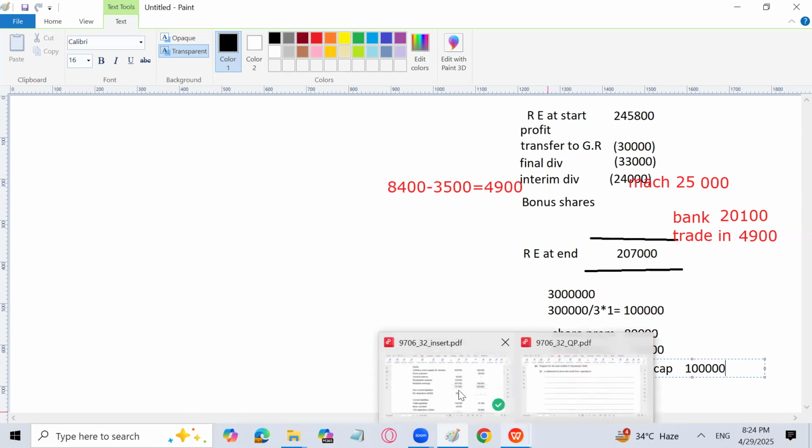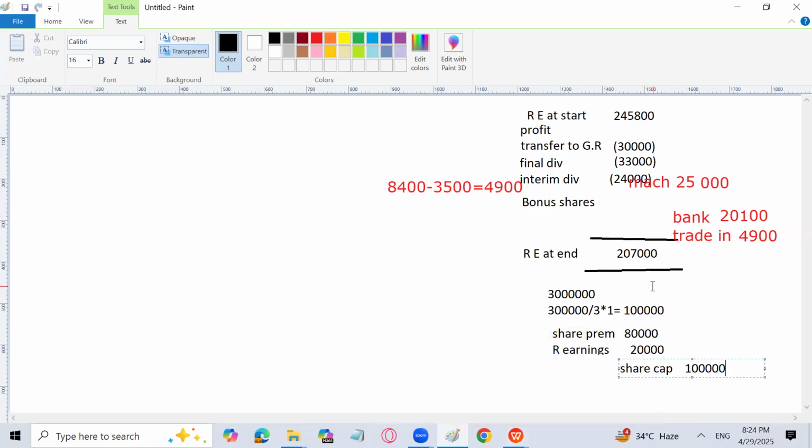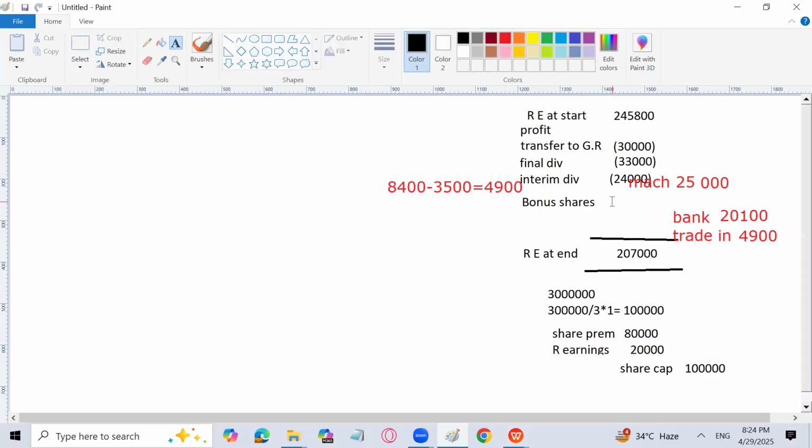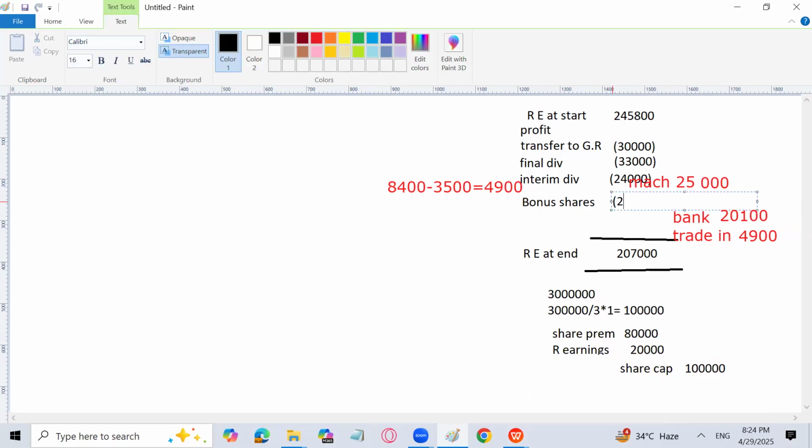Let's move forward. So that's why the bonus shares mean 20,000 will be taken out of retained earnings. So that will be subtracted from here, 20,000. Right? Now we'll go reverse actually.